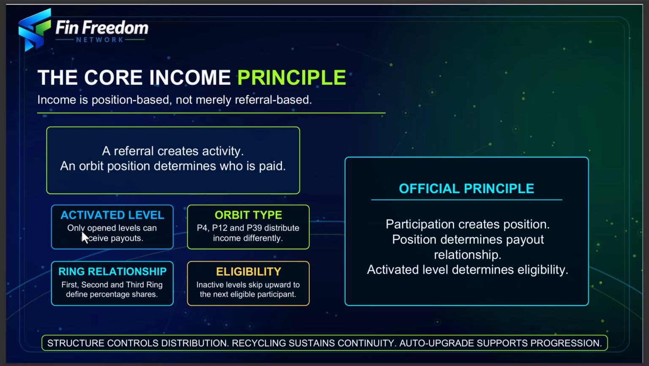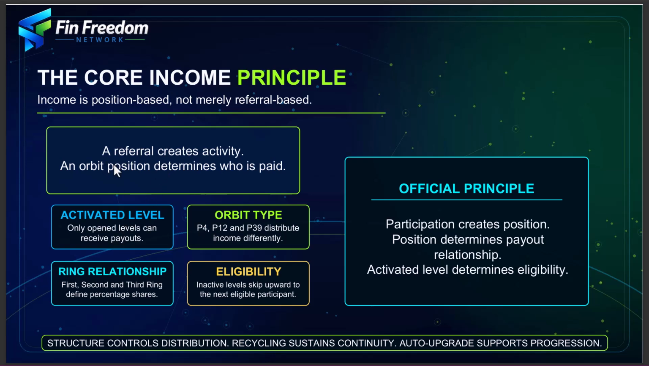Then we have activated level. Only open levels can receive payout. You can only receive money from a level you have activated. There are 10 levels. If you're on level 1 and you are not on level 2, you can't earn money from level 2. If you're on level 5 and you're not on level 10, you can't earn money from level 10. Every level you activate is the level you can earn from.